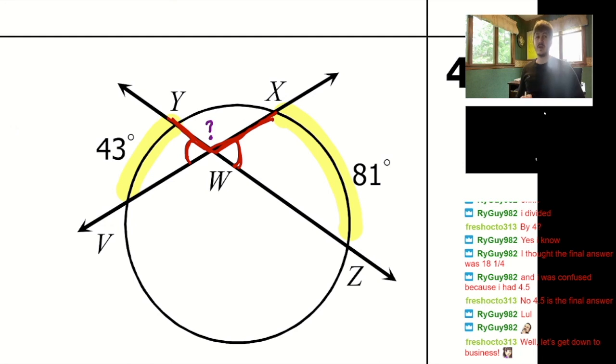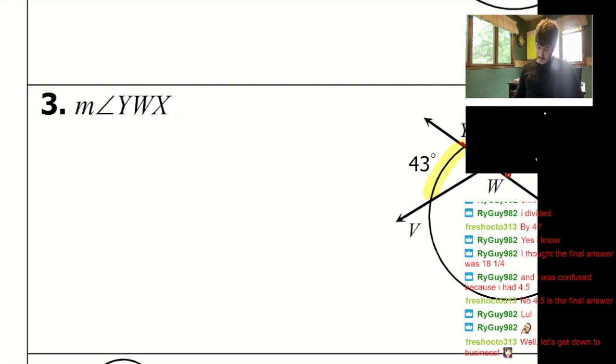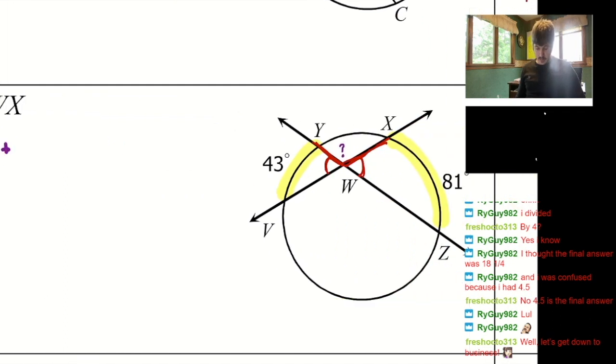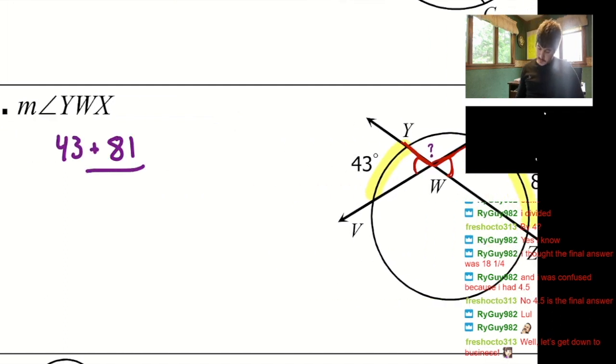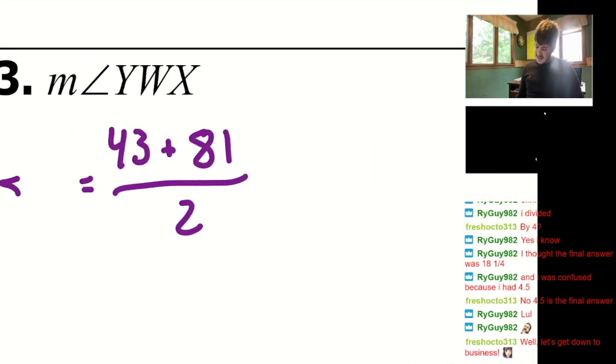We've seen this time and time again. There's multiple steps. So we're going to apply the rule. 43 plus, what was the other one? 81 divided by 2. Just note what angle this is finding. I'll label it as angle 1. That this is going to give me angle 1. Not the answer. But that's fine.